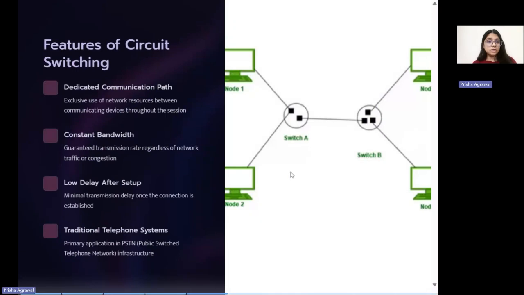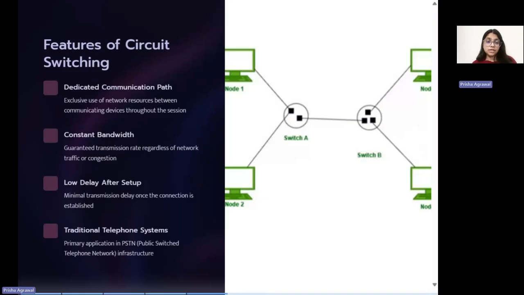Now, features of circuit switching. Let us look at some important features of circuit switching. The first feature is the dedicated communication path. This ensures that the communication channel is exclusively available for the two communicating devices, like this. The second feature is constant bandwidth. Because the communication path is reserved beforehand, the transmission rate remains stable regardless of the network congestion.